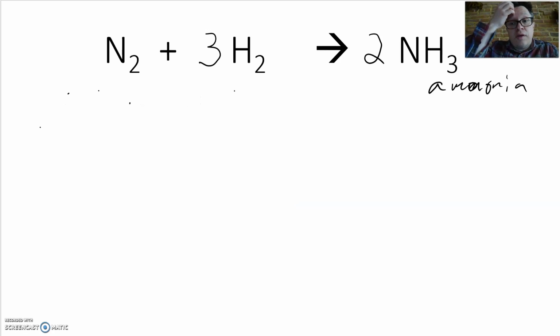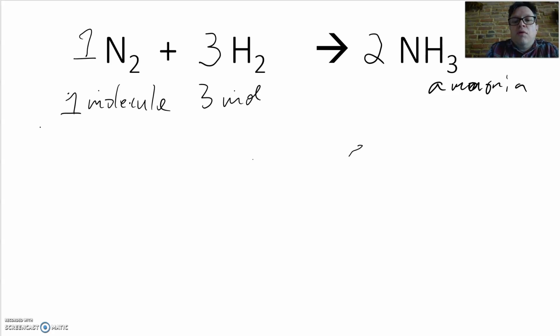So let's focus on reading this reaction and what it means. We know that there's a 1 here. I'm going to go ahead and write that in. So this could mean 1 molecule of nitrogen plus 3 molecules of hydrogen will create 2 molecules of ammonia. All right.